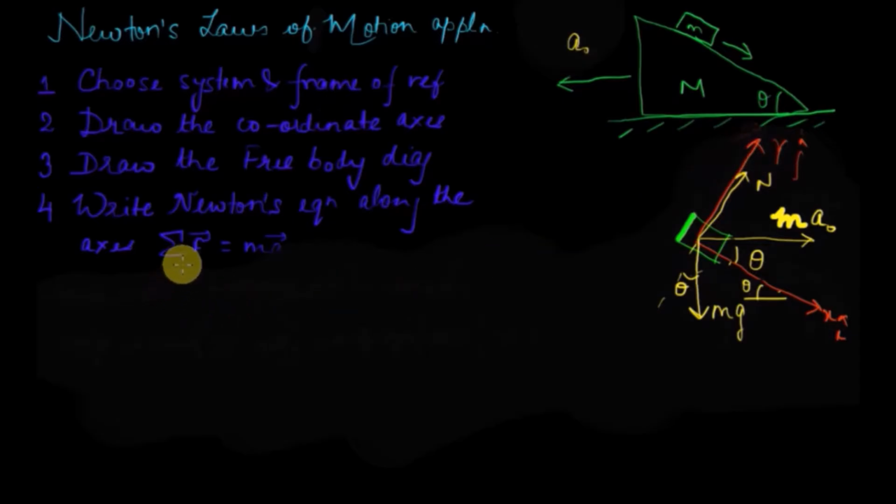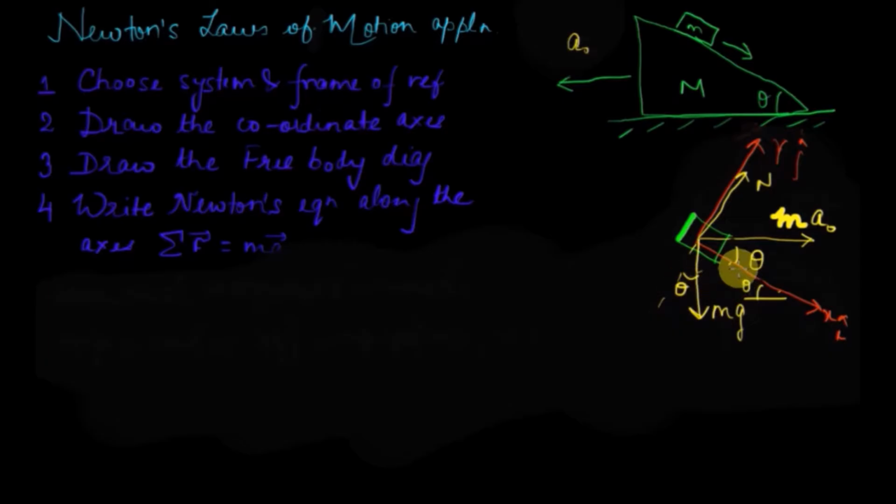So the summation of F vector is equal to ma vector. So what are the forces acting along x direction? The first force which will act is ma naught. I mean, there will be a component of ma naught along x direction, which is ma naught cos theta. There will be a component of mg along x direction, which will be mg sin theta.